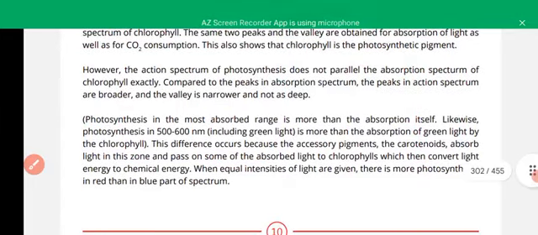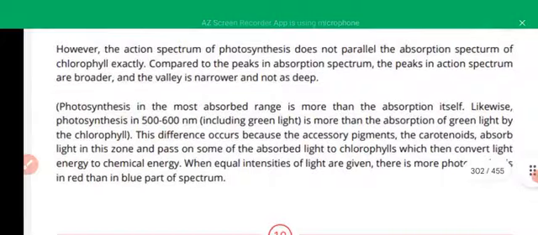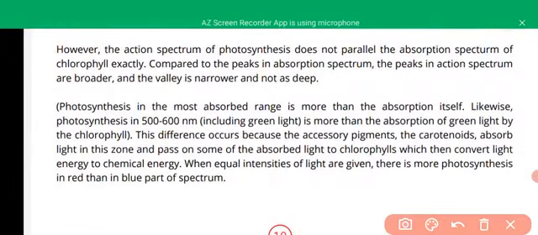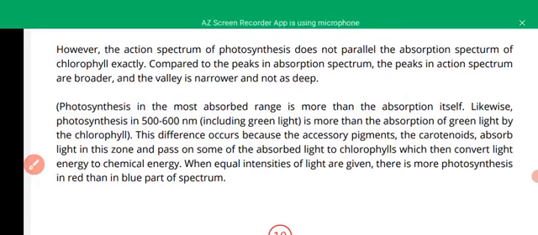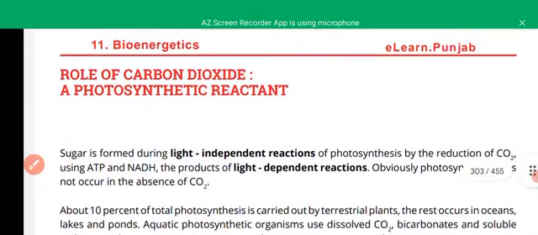Photosynthesis in the most effective range is more than what the absorption alone predicts. Why? At a particular wavelength, like 500 to 600 nanometers, the green wavelength, the action is more than the absorption of chlorophyll A itself, because many absorptions are taken by carotenoids and chlorophyll B, which increases the effect. It is a most important point: carotenoids and chlorophyll B also broaden the absorption spectrum of chlorophyll A.